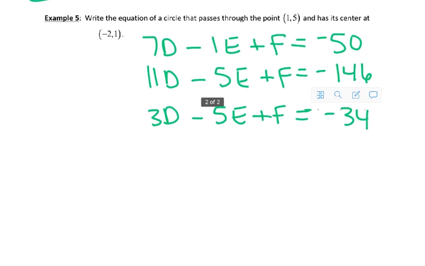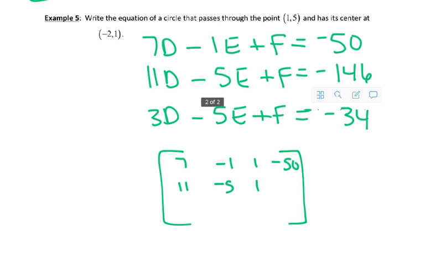This is going to give me a matrix. And I'm going to solve that matrix using the graphing calculator to figure out what D, E, and F are. Once I know what D, E, and F are, then I can go find the standard equation of the circle. This is a 3x4 matrix. It has 3 rows and 4 columns.